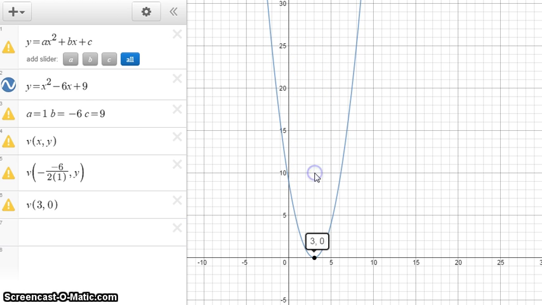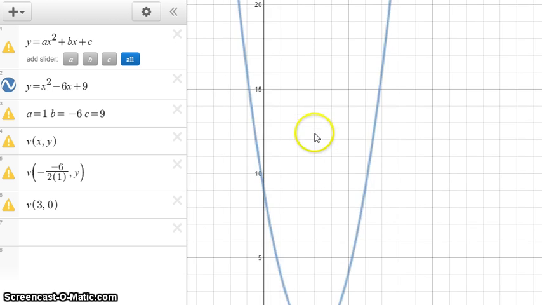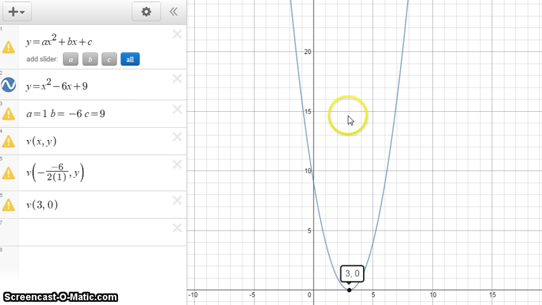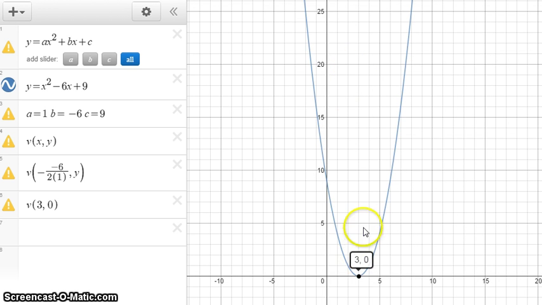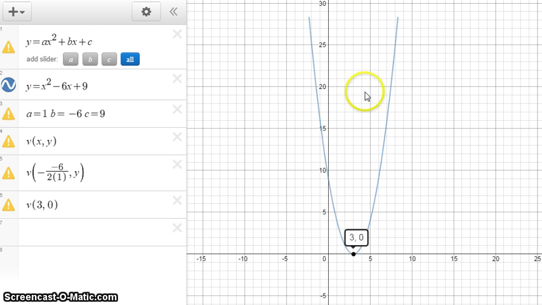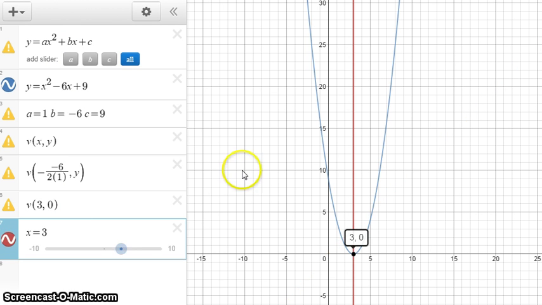So let's say if I have a point there, that would be 3, 10, right? If I have a point there, that would be 3, 15. If I had a point there, that is 3, 20. If I had a point there, that would be 3, 5. So all the points on this vertical line of symmetry have the x coordinate equal to 3. So the equation for my line of symmetry in this case is just x equals 3. You see that red line there? That is my line of symmetry.